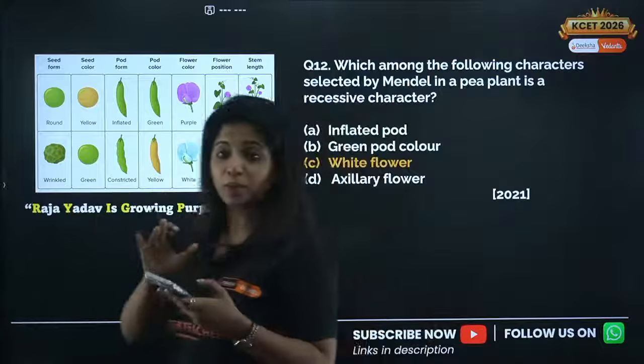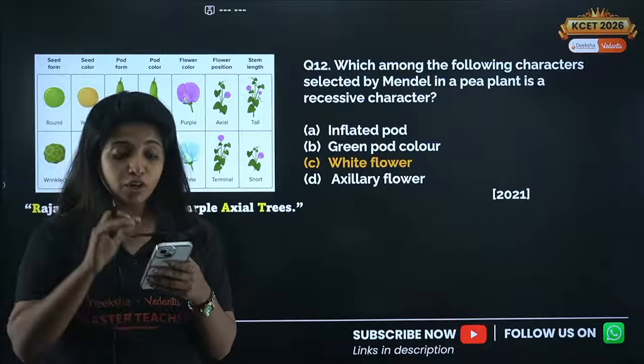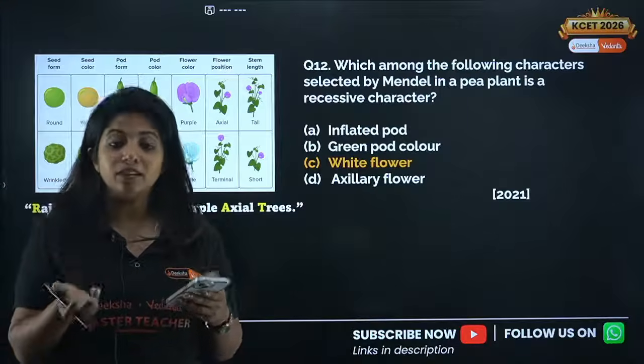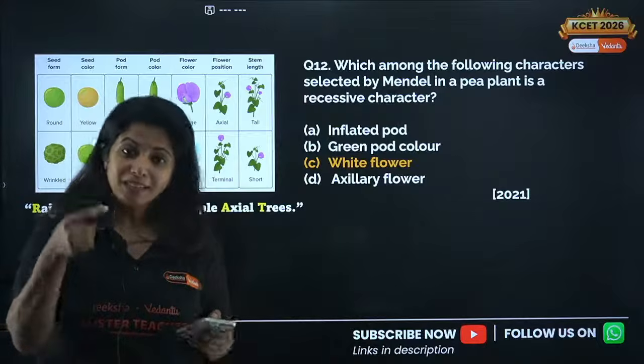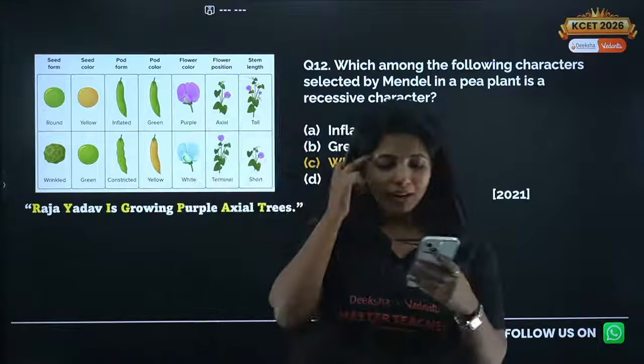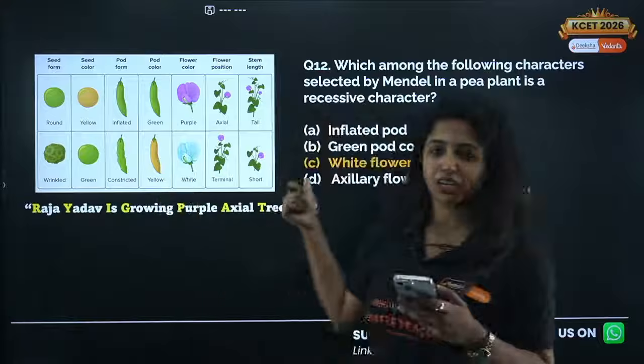Always remember, children usually get confused when we talk about this particular thing. What do you call seed? Whether green is dominant or yellow is dominant. So for seed, even though we usually have green ones, it is yellow which is dominant. Remember that.